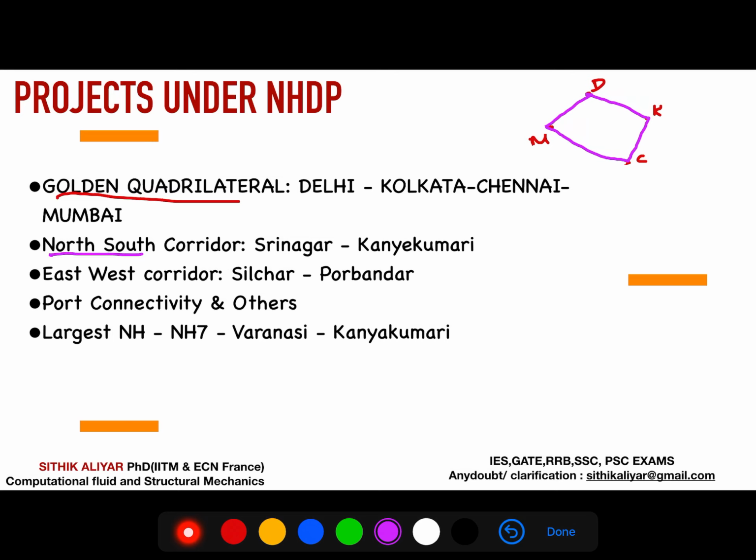The north and south corridor connects Srinagar to Kanyakumari. The east west corridor connects Silchar in Assam to Porbandar in Gujarat. Okay, and they have other port connectivity projects also.